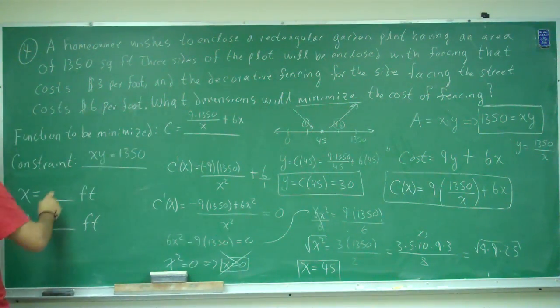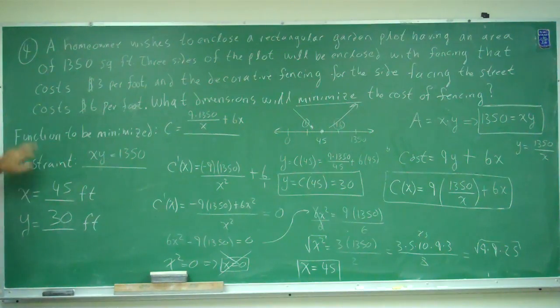So then here we'll have 45, and we'll have 30 here. And that's it. That's all they asked for. That's the cost function, constraint, x and y. These are the x and y values that minimize the cost.